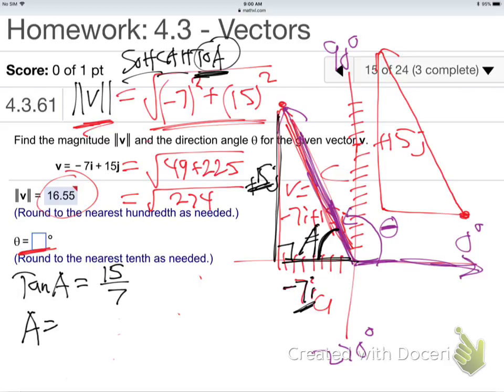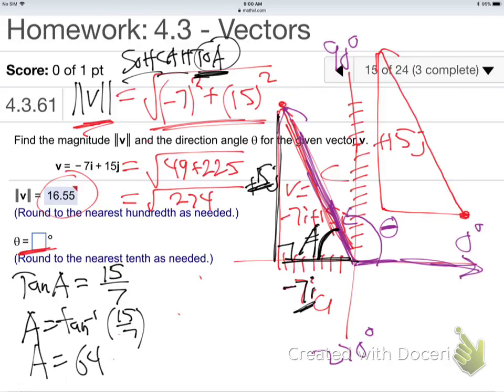All together? Tangent inverse, right? We all good? Tangent inverse. Oh, and I, here you go. Okay, so make sure you're in degree mode. Check your mode. I'm in degree mode. Tangent inverse, 15/7. I'm getting 64.98.